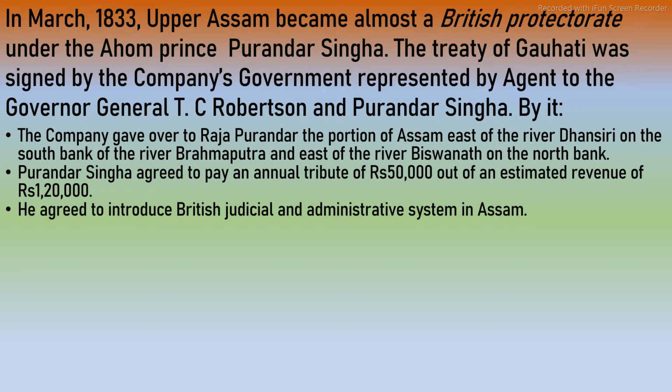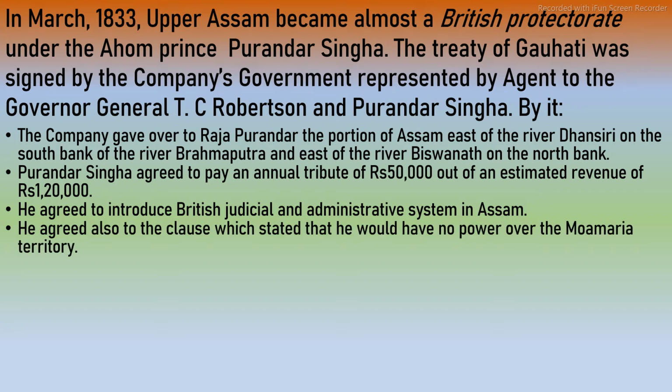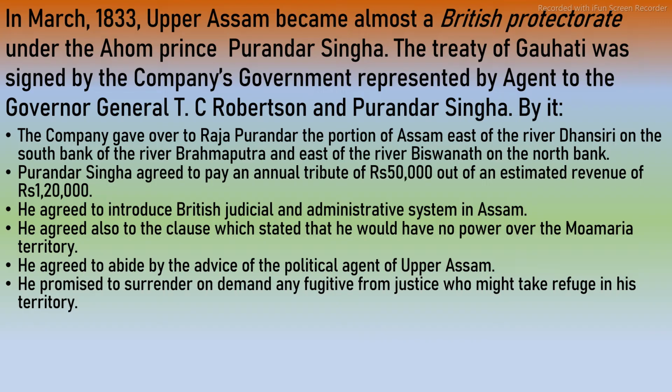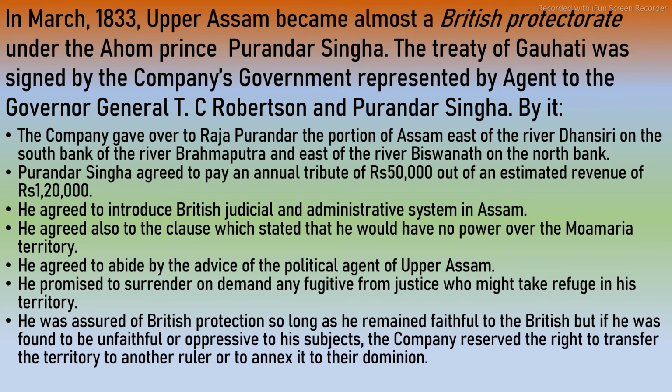He agreed to introduce the British judicial and administrative system in Assam. He agreed also to the clause which stated that he would have no power over the Muamuria territory. He agreed to abide by the advice of the political agent of Upper Assam. He promised to surrender on demand any fugitive from justice who might take refuge in his territory. He was assured of British protection so long as he remained faithful to the British.